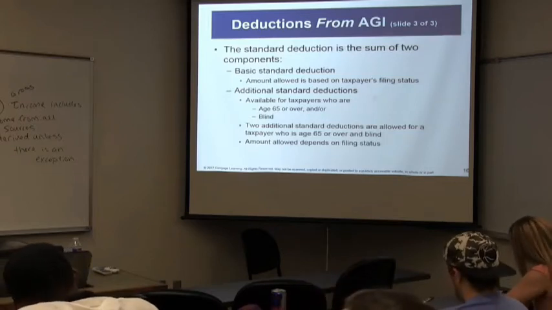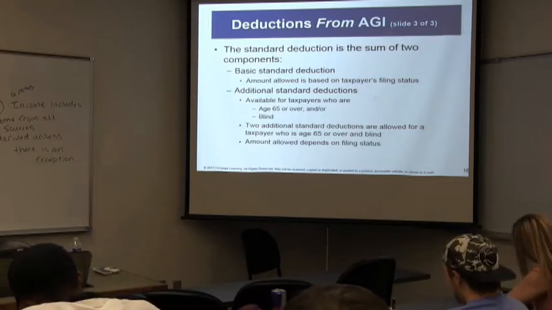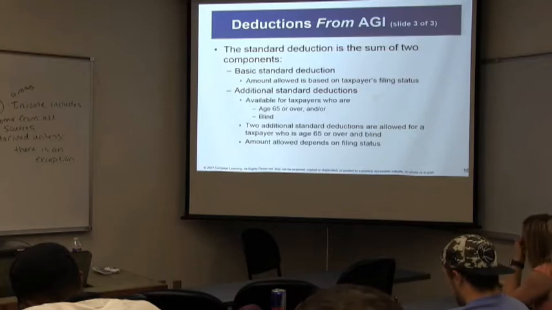The standard deduction is basically the sum of 2 items. You have a basic standard deduction.